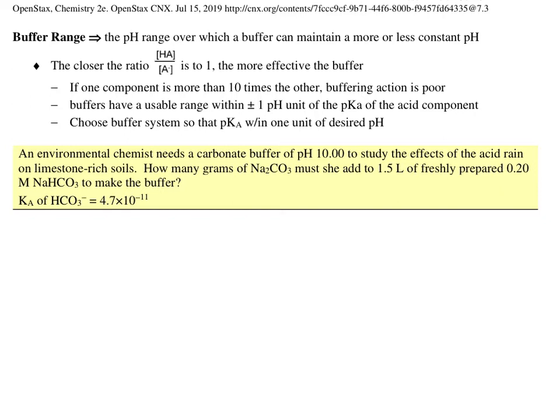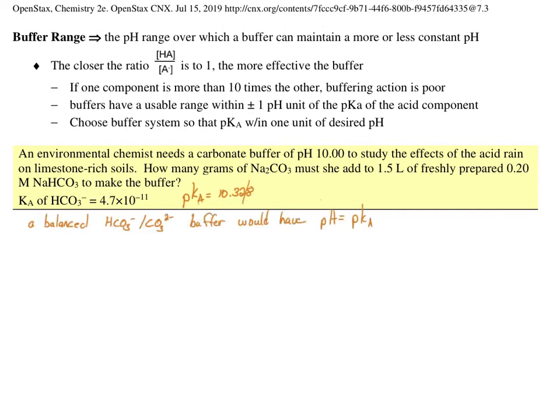Okay, and in this problem, we're asked to make a buffer solution with a targeted pH of 10.00. We're asked to use a carbonate bicarbonate weak conjugate acid-base pair because the pKa of our bicarbonate is very close to our targeted pH. The pKa of the bicarbonate ion is 10.328.